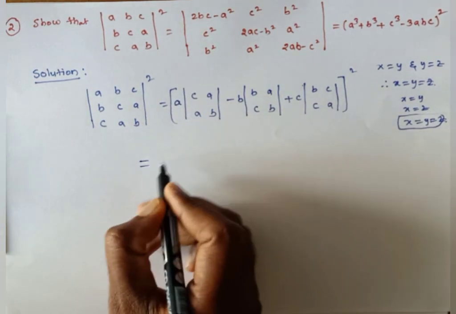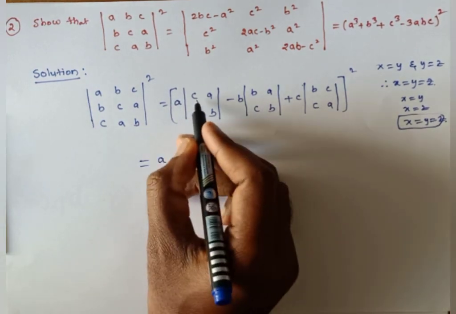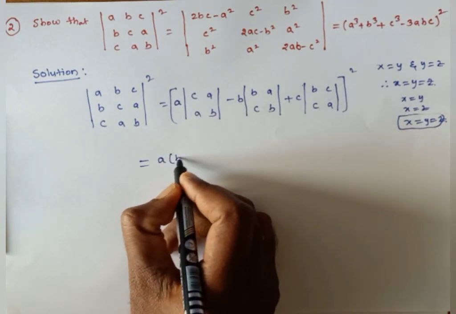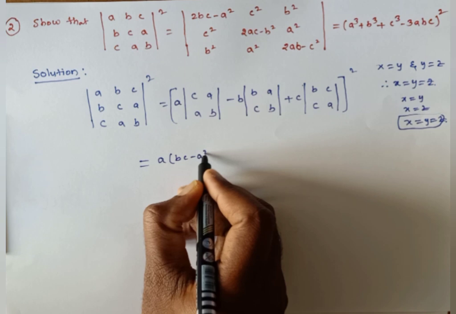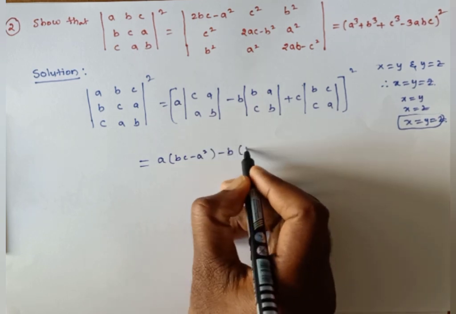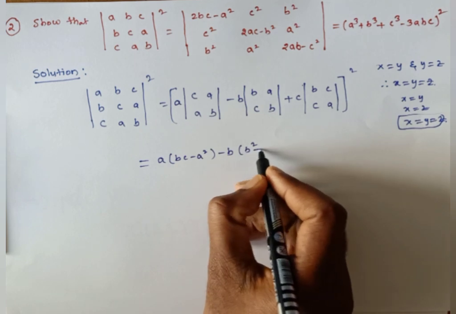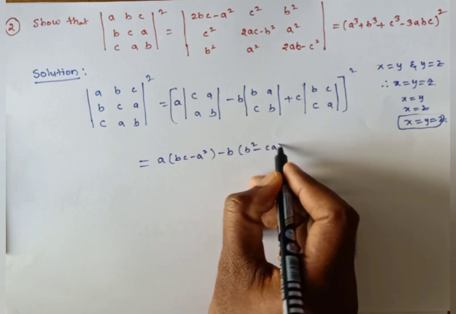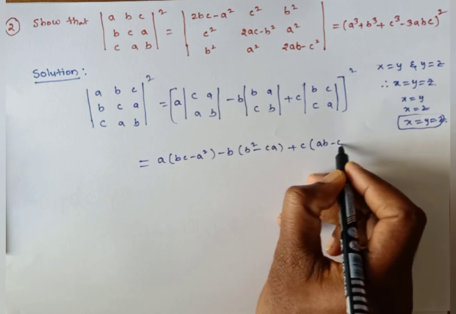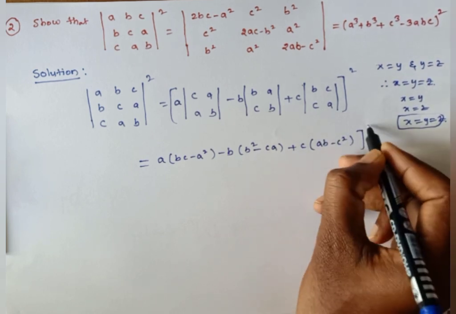Now this is equal to A times, say it is a 2 by 2 determinant, so it is C into B, that is BC minus A square, minus B times of B square minus CA, plus C times of AB minus C square, and whole square.